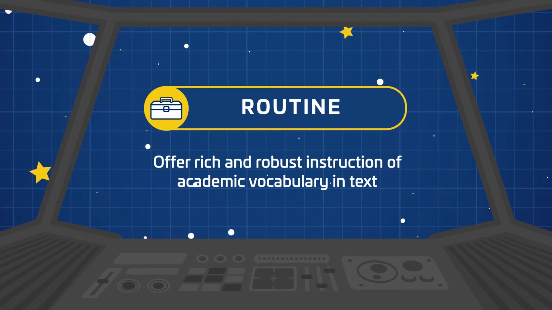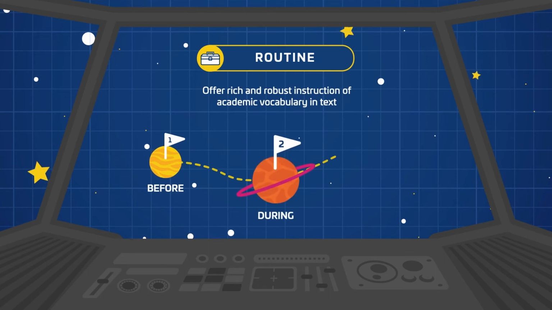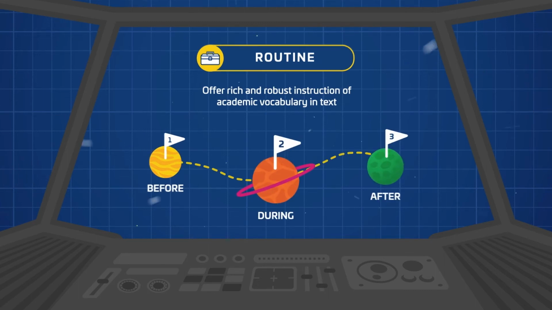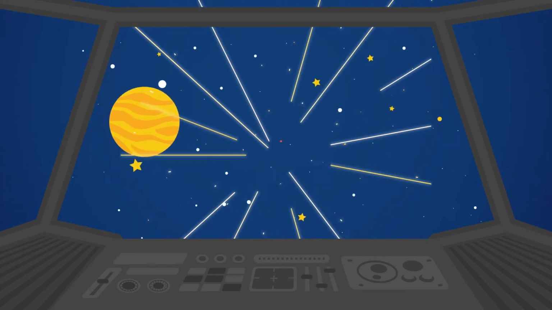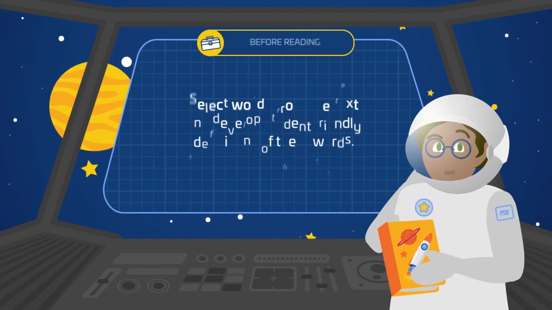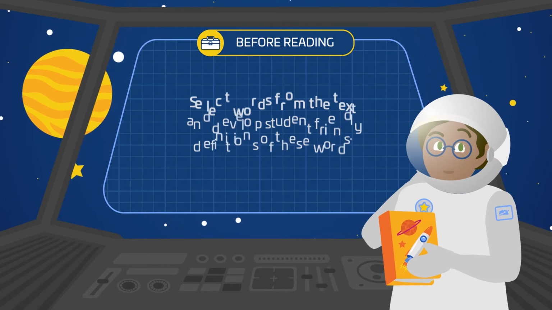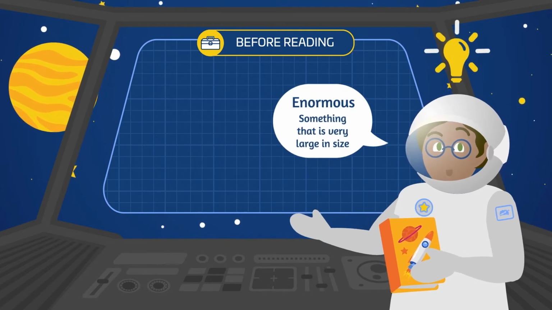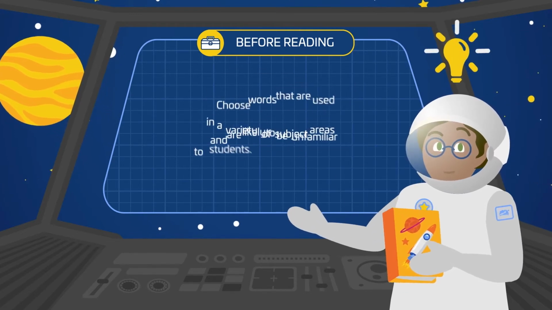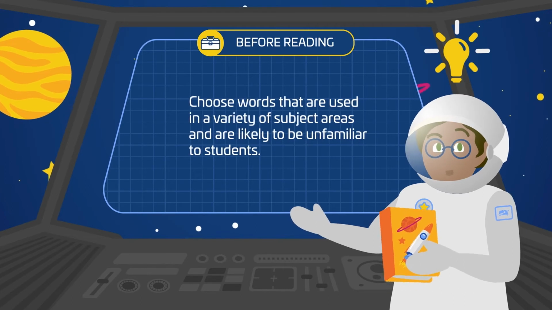For example, one instructional routine involves activities before, during, and after reading a new text. Before reading, select words from the text and develop student-friendly definitions of these words. Choose words that are used in a variety of subject areas and are likely to be unfamiliar to students.